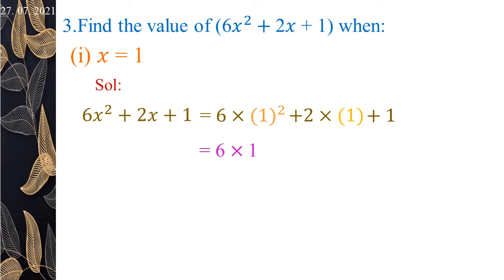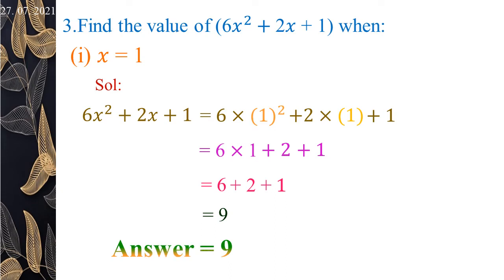So we get 6 into 1 squared, which means 1 written 2 times, 1 one is 1. 6 into 1, plus 2 ones are 2, plus 1. We get 6 into 1 plus 2 plus 1. 6 ones are 6, plus 2 plus 1. We get 6 plus 2 plus 1. Now add the values. We get 9. The answer is 9.